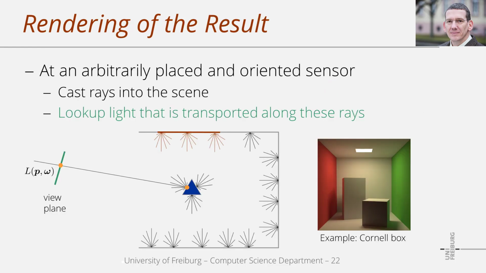Once we know the light transport in a scene, we can render an image of the scene. And if we know how much light is reflected from all surface elements into all directions, then the rendering process is just a lookup as indicated in this illustration.